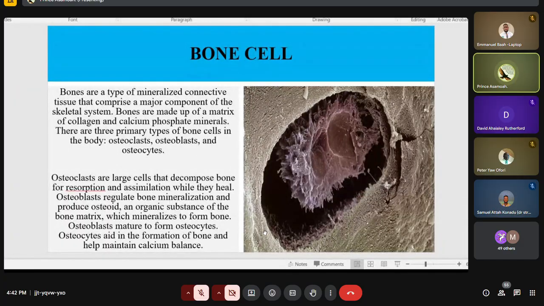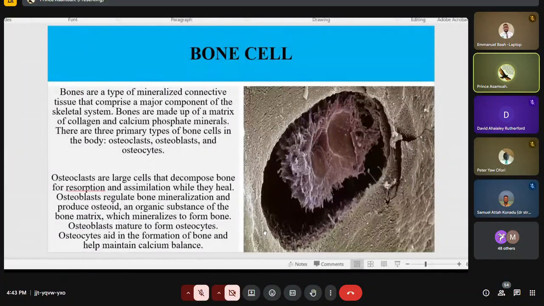There are three primary bone cells that we have. We have the osteocytes. Osteocytes are the bone cells itself. The osteoclasts, they are bone cells that are responsible for destroying aged bone cells. And osteoblasts are responsible for the formation of new bone cells.